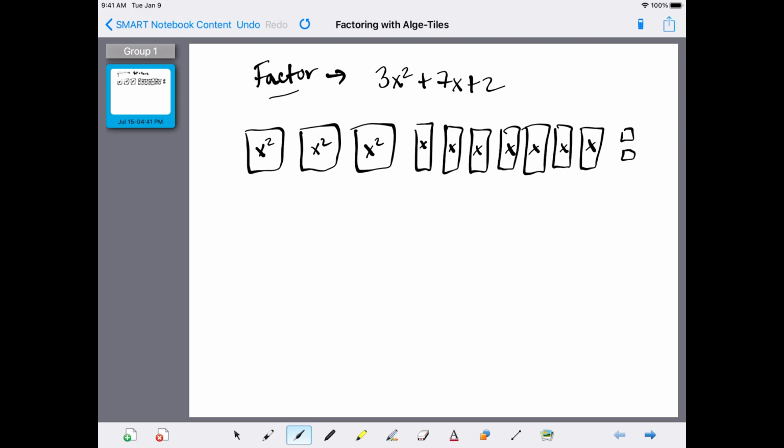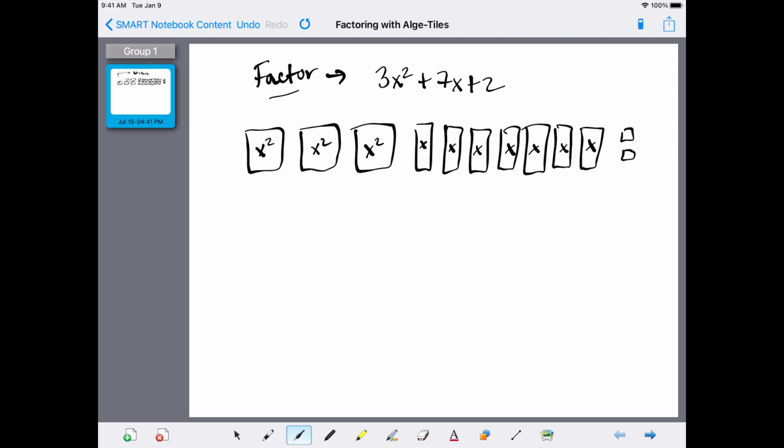So how is that represented? It's represented in a rectangle, right? If you have something multiplied by something else, the way you find the area of a rectangle is just the length times the width. So what we can do here is we can try to arrange the tiles represented by this expression into a rectangle.